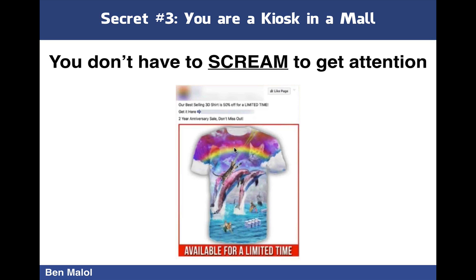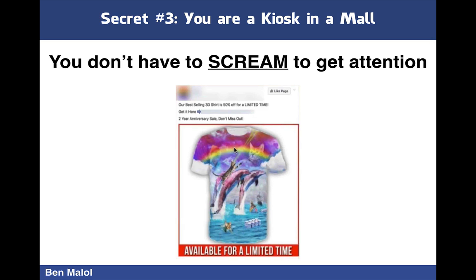That doesn't mean you have to scream to get attention. You don't have to put this crazy rainbow dolphin riding cat shirt. I'm sure this got a lot of attention, but it doesn't mean that you have to have a super screaming ad like this. But this is actually a cool example for something that really stands out. But like I said, it doesn't mean that you have to have a screaming image. Okay, the ad just needs to stand out in its copy, in its image as well, which we'll get into the next slide.